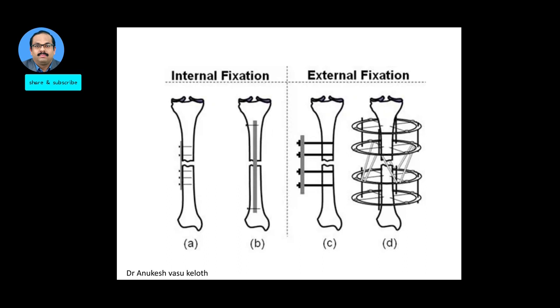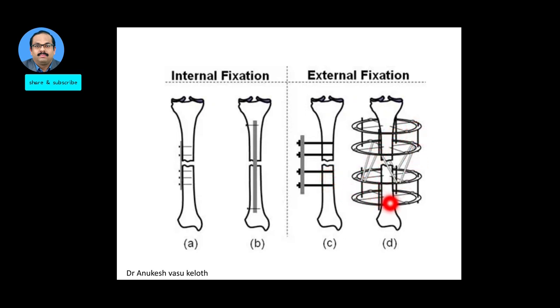Now regarding the open methods of immobilization, internal fixation is where you put a plate and screws and it is within the soft tissue directly on the bone. Or you can use an intramedullary nail and fix it with screws. Now external means that the fixators will be seen externally outside the skin while they fix and immobilize the bone.